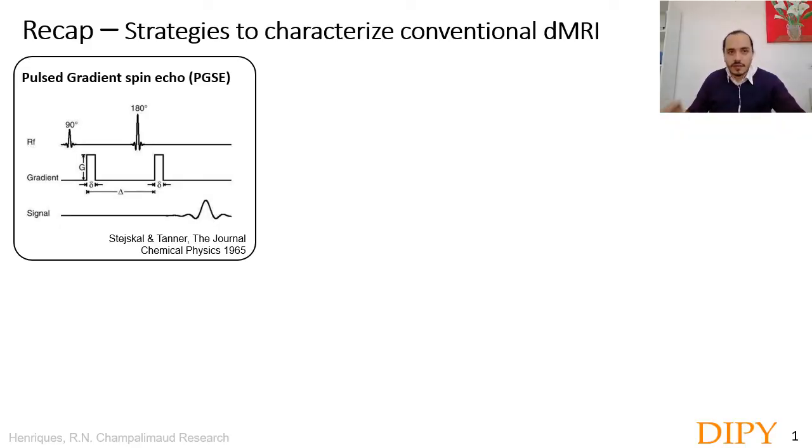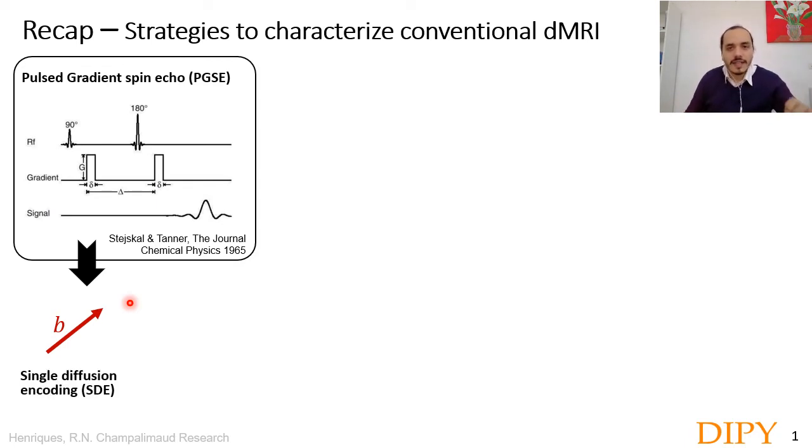Just a recap. So far during this workshop, we have been discussing different strategies to characterize diffusion MRI data acquired with the conventional diffusion MRI sequence, the pulse gradient spin echo sequence that I'm showing here. This pulse sequence contains two diffusion gradient pulses to probe diffusion across a single direction and b-value. This is the reason why this sequence is sometimes referred to as single diffusion encoding, or SDE. In q-space, the SDE sequence is equivalent to sampling a point for a given q-value.